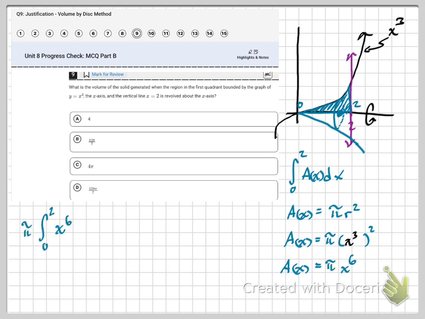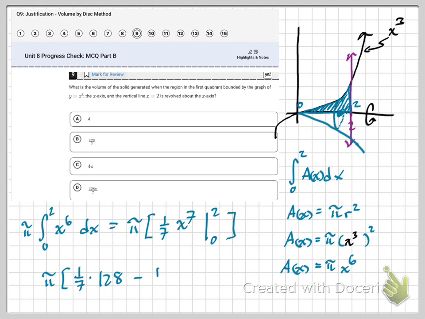So when we throw this into our integral, we can take the pi out because it's a scalar. And then we can integrate the x to the 6. The antiderivative of x to the 6 is 1/7 x to the 7th, because we add 1 to the 6, and then we divide by the 7. Then we have to plug in the 2 and the 0 and subtract them. It's always top minus bottom.